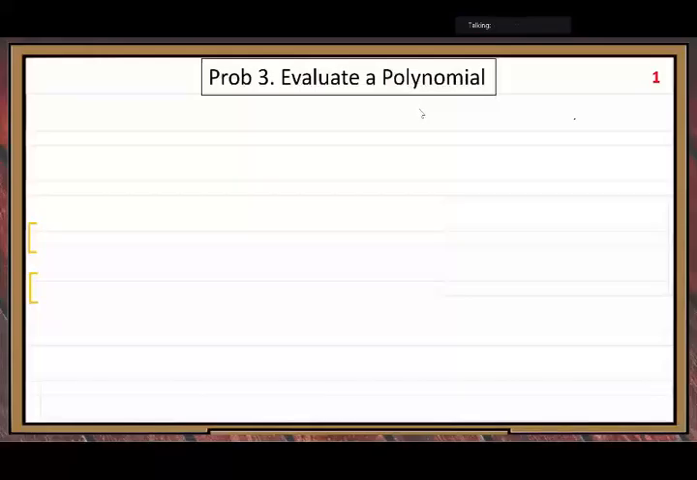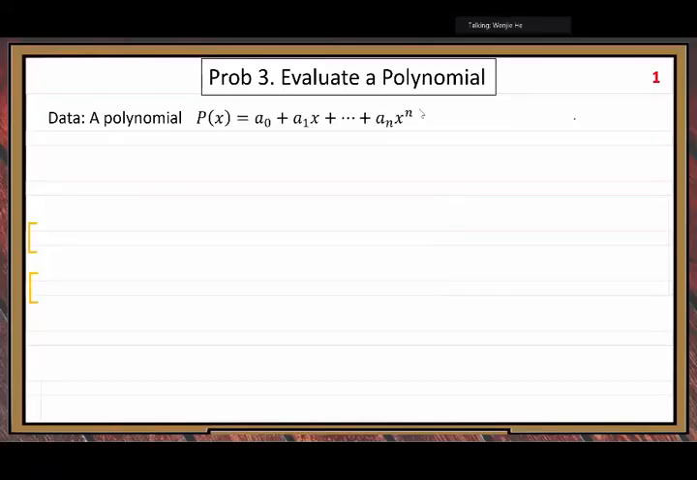All right. Question first. Data. The given data is one polynomial. The standard form of polynomial is like this. A0, A1, an array of coefficients given. Given as an array.